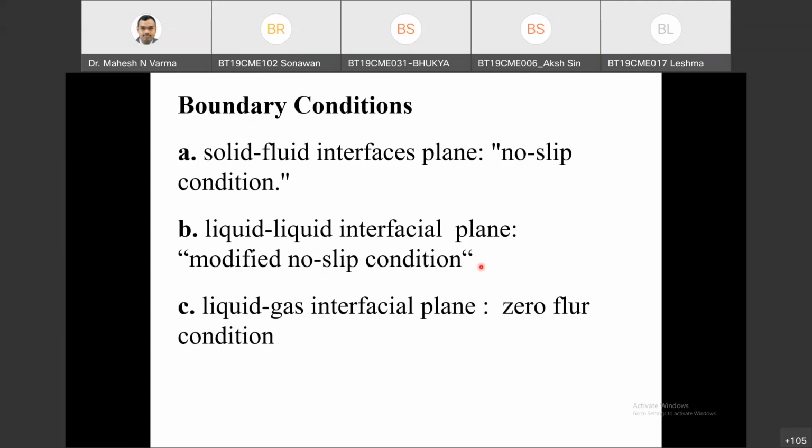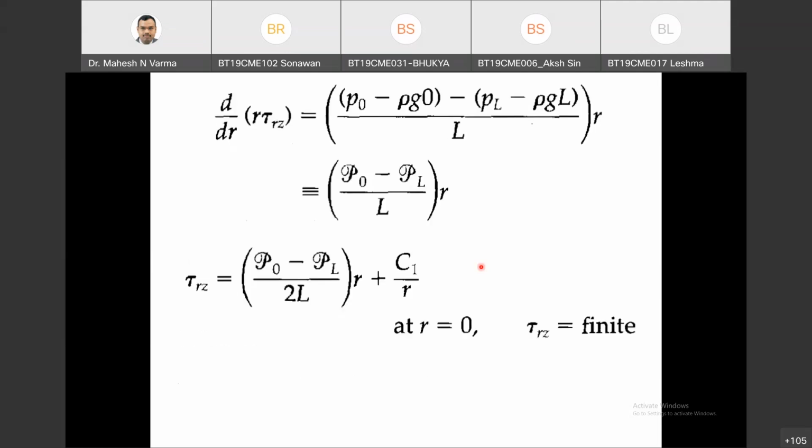In addition to this, we will add one more boundary condition, that is the logical boundary condition. It tells me that at R equals 0, tau rz is finite, which means this term should not be there in my model equation. So tau rz will be equal to (P0 minus PL) divided by 2L into R. This is called a logical boundary condition.